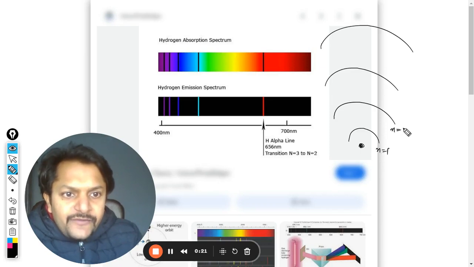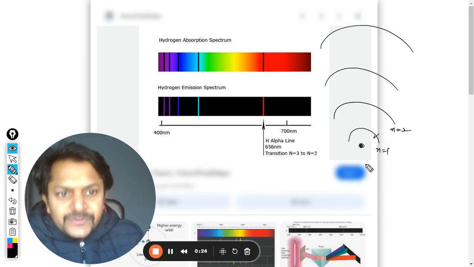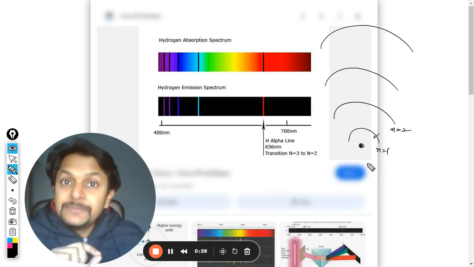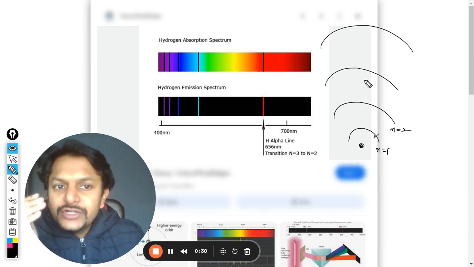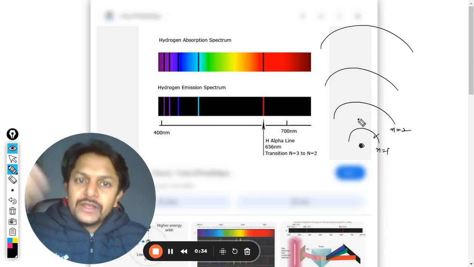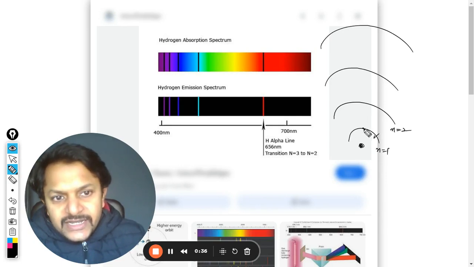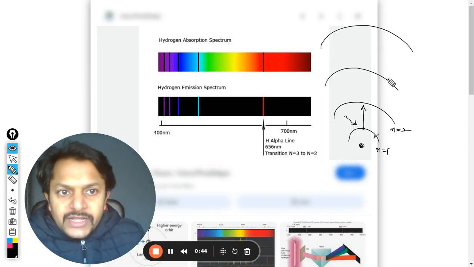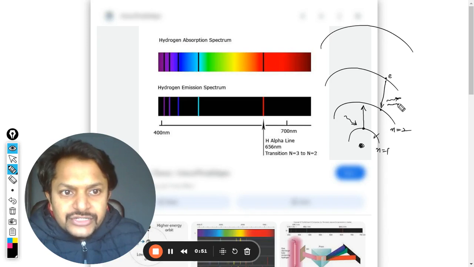Now, if some transition is taking place with respect to n is equal to 1, like Lyman series I'm talking about, the electron is either jumping into n1 or jumping from n1. If there is an electron here, let's say, and it absorbs some energy, it is going to jump into 2. Clear? Now, if there is already an electron in 3, let's say, and it wants to jump back to n is equal to 2, it will be releasing some energy.